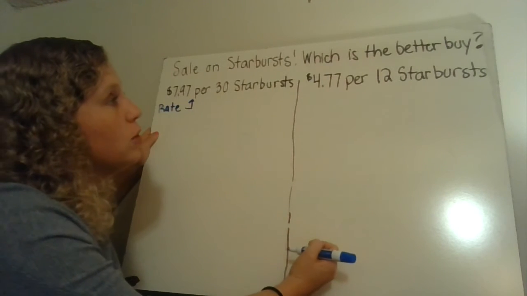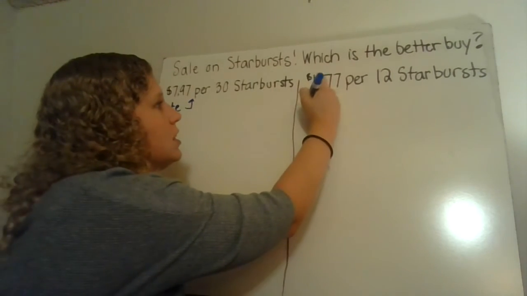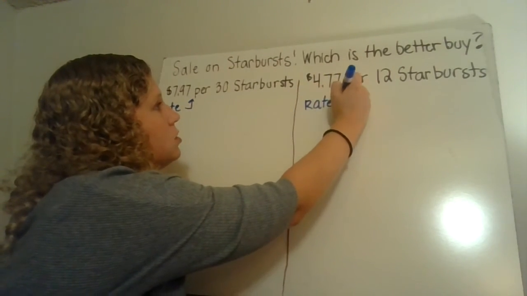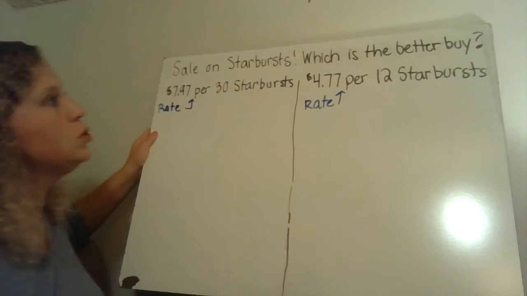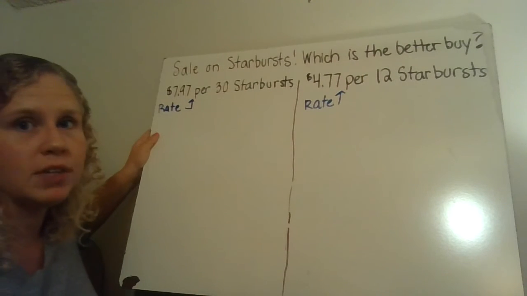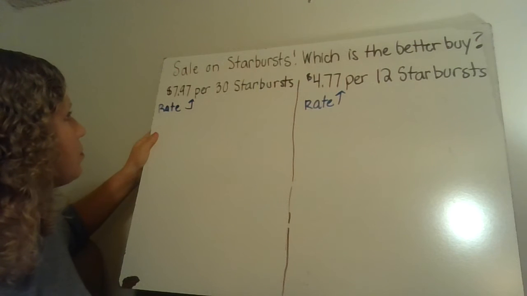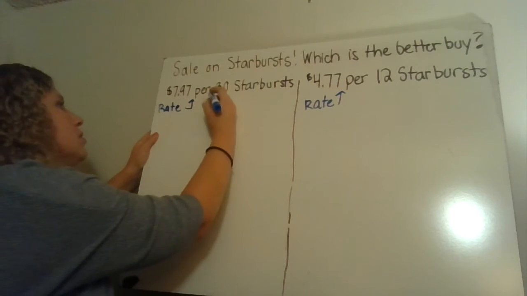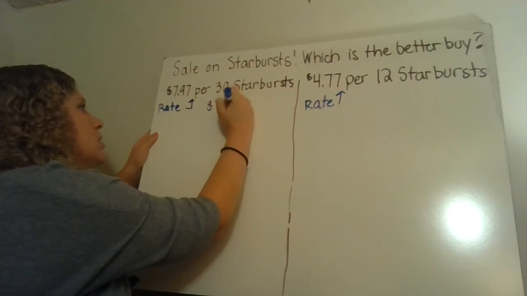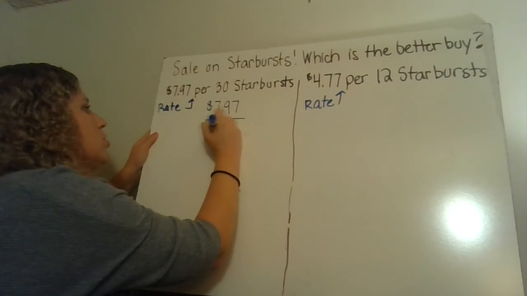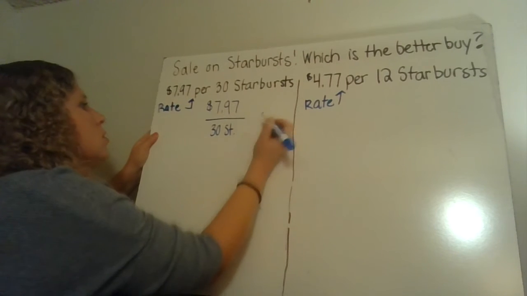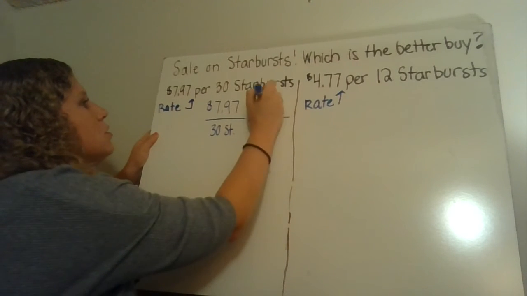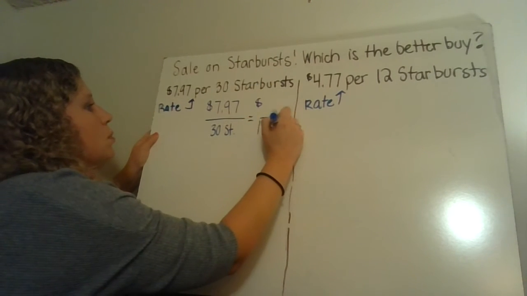Or I could spend $4.77 to get 12 Starbursts. So, which one is the better buy? To do this, I should find the unit rate. So, the first thing I'm going to do is write my ratios. $7.97 for 30 Starbursts. I want to know how much it's going to cost me to buy 1 Starburst.